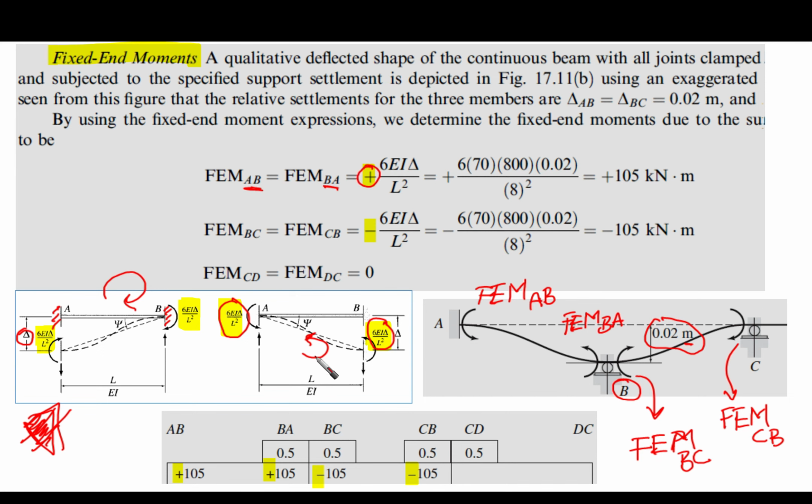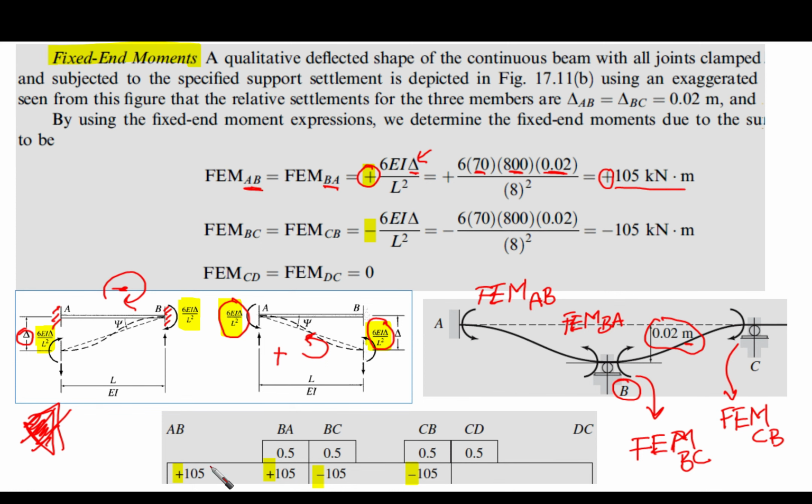Take care, because we said that it is counterclockwise, so this means that it is positive. In this case, it is going to be negative. So here 6EI delta over L squared. We have E as 70, I as 800, and delta, take care of the units, we have it in meters, so it is 0.02 meters, over L squared, where this span is 8. So we have positive fixed end moments with this value, 105 kilonewton meter. This is the fixed end moment AB and BA.